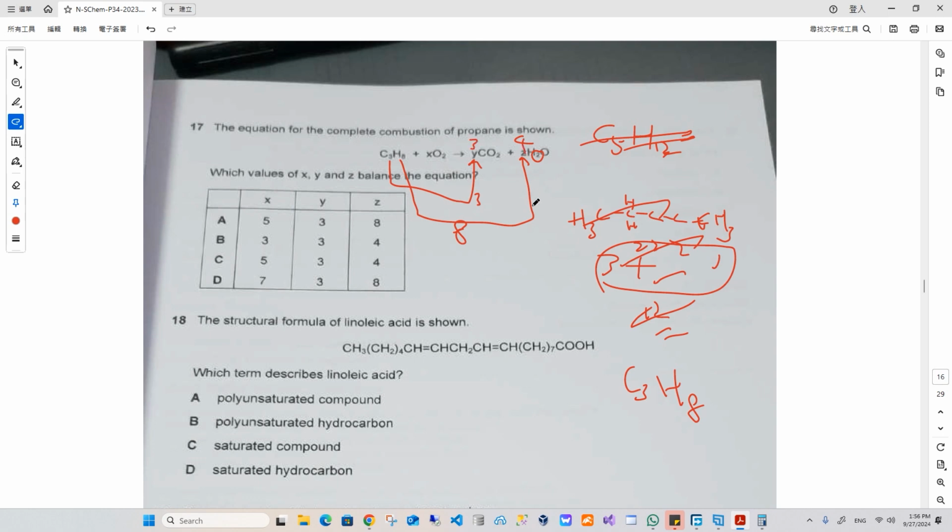This is 3. Okay? So 4 oxygens, the 4O here, 4O here, and then I have 3 times 2 is 6 here. So I make it 10 oxygen atoms that I need. So this O2 here, that's why you've got to be 5. X is 5, Y is 3, Z is 4. Answer C.